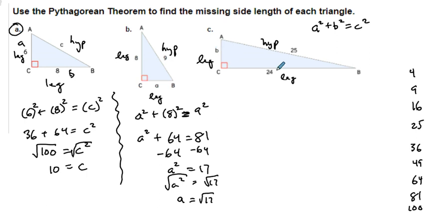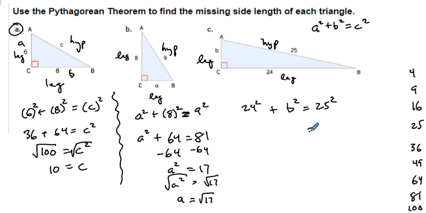All right, so for this one, again, we're going to do a squared plus b squared equals c squared. Well, b is the one we're looking for, right? So we'll put b squared there, and a is 24. So we're going to go 24 squared plus b squared equals 25 squared.